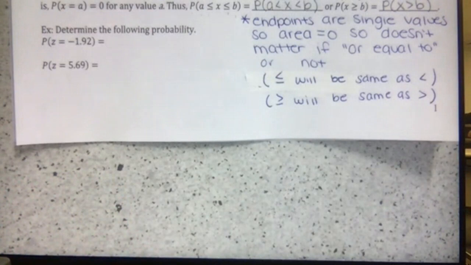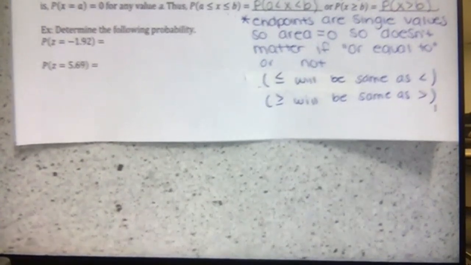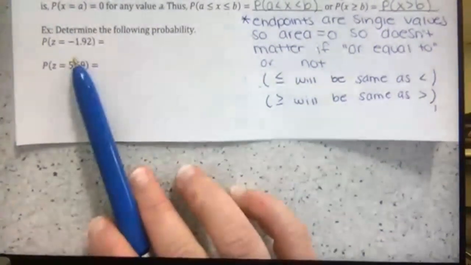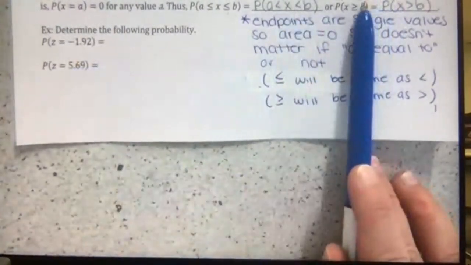So let's start trying to find some of these probabilities. It says determine the following probability. What's the probability that our Z value equals negative 1.92? So I have a single value. What's the probability of a single value? 0. So done.